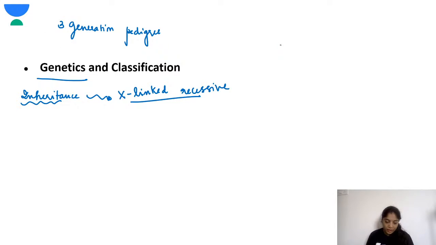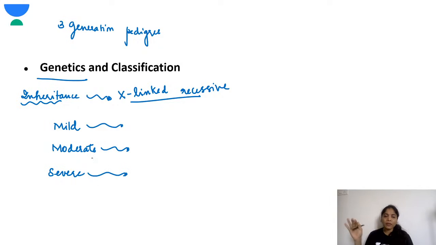Okay, so how have we divided hemophilia? Hemophilia is divided into mild, moderate, and severe. Don't confuse it with the clotting time. Leave it. That is not a very important test. The very important test is APTT. Okay, now tell me, how will you tell whether hemophilia is mild, moderate, or severe?